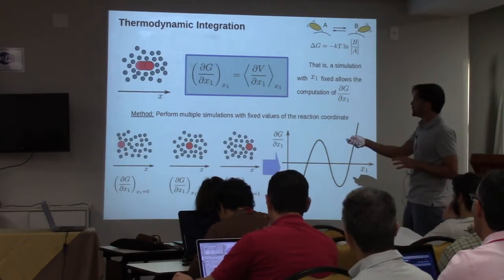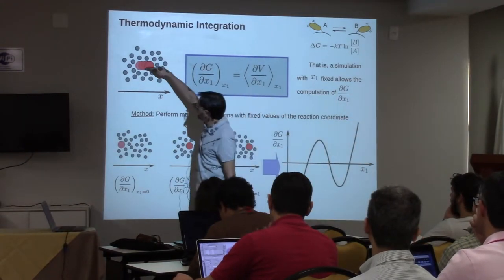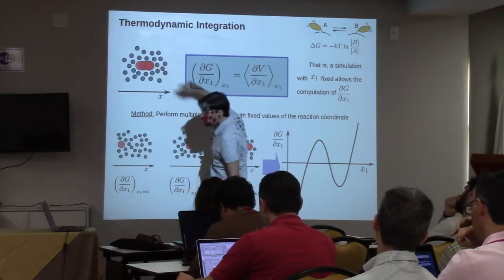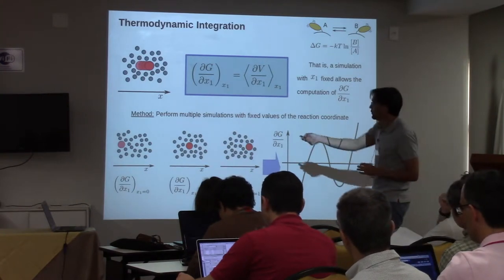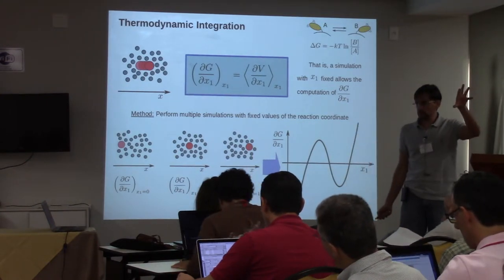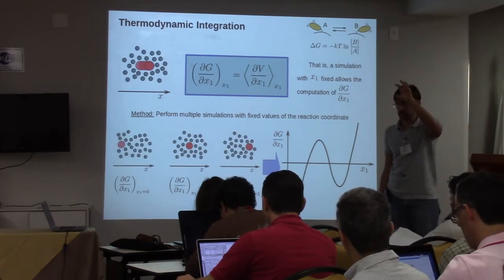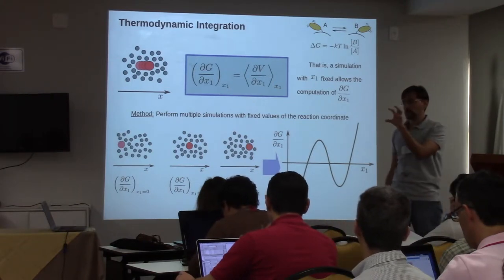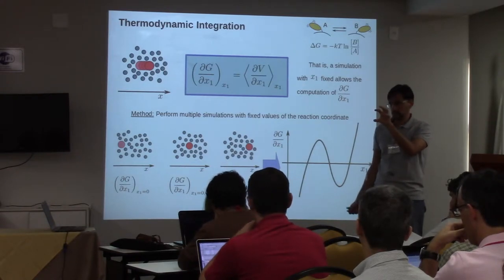What are we doing? So suppose that we want to compute the free energy variation along moving this atom in the x coordinate. So suppose that we fix the position of this atom at coordinate x1 equals 0. Suppose that we fix the coordinate of this atom in a particular x position, for example, in the origin, and we start to do a simulation. And the simulation is such that this atom is fixed in this particular Cartesian coordinate.